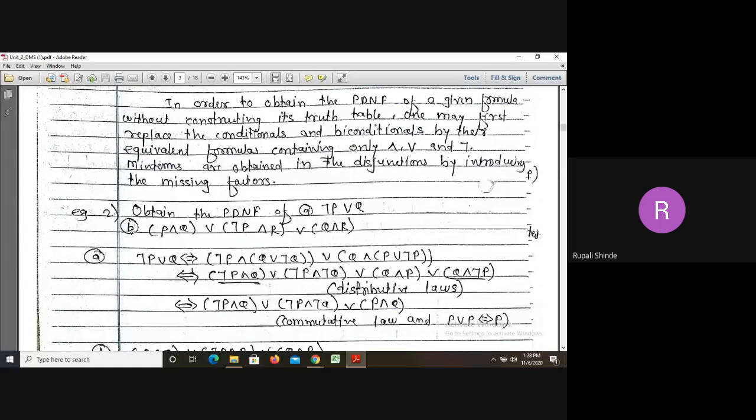And look at this formula. It consists of three variables P, Q, and R. So each time we have to consider whether every bracket contains all these three variables.